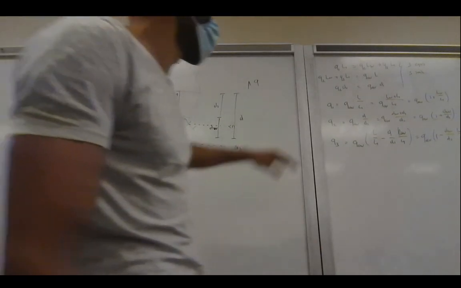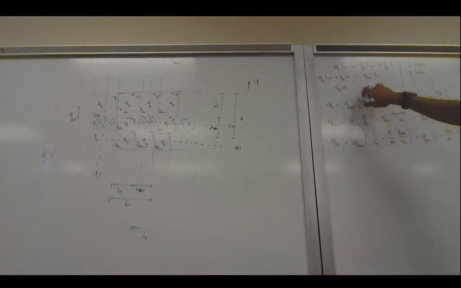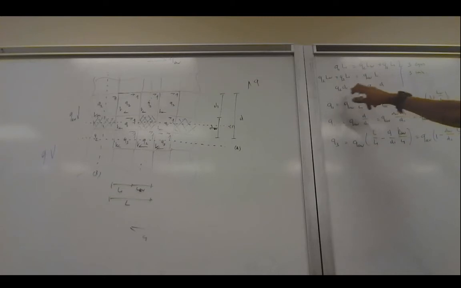Basically what you do is, so this one is very straightforward, right? Because Q average is given, so Q2 is determined very easily. So you get Q2 is equal to Q average multiplied by D over D1, and then you plug in what the value for D is.